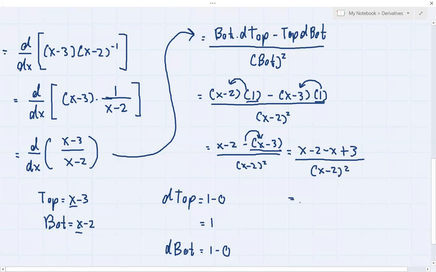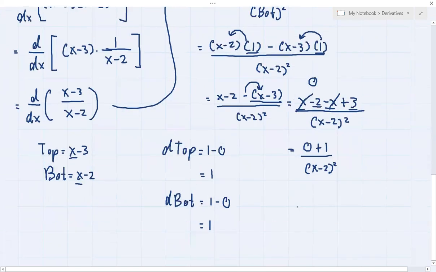Now, let's simplify. X minus x, okay, what we will do here is combine similar terms. So, x minus x would be cancelled, becoming 0. Then next, let's combine the constant terms. Negative 2 plus 3, we have positive 1. All over the square of x minus 2. So, 0 plus 1 is 1. Therefore, this is your final answer: 1 all over the square of x minus 2.